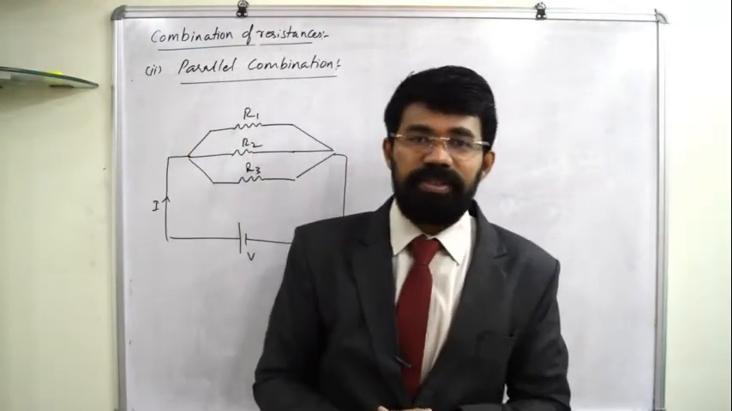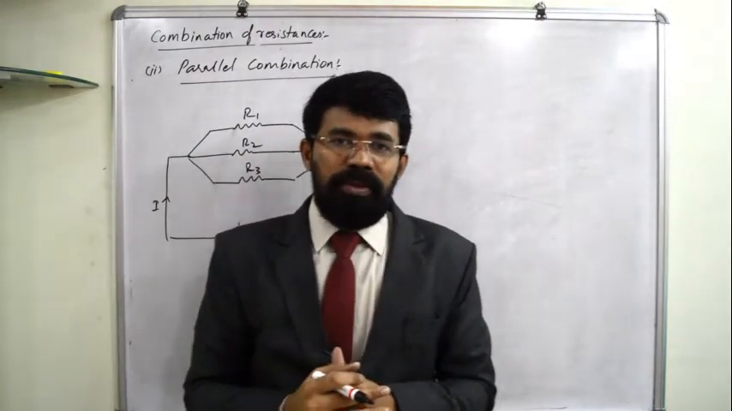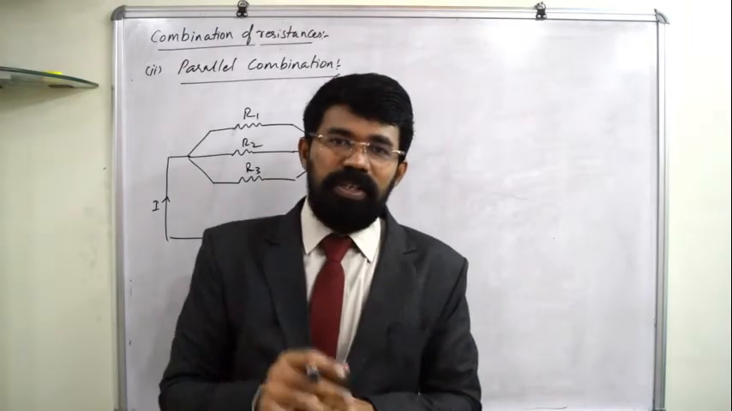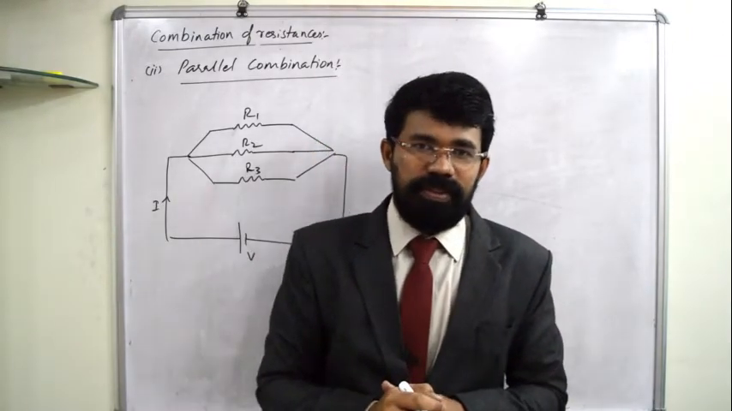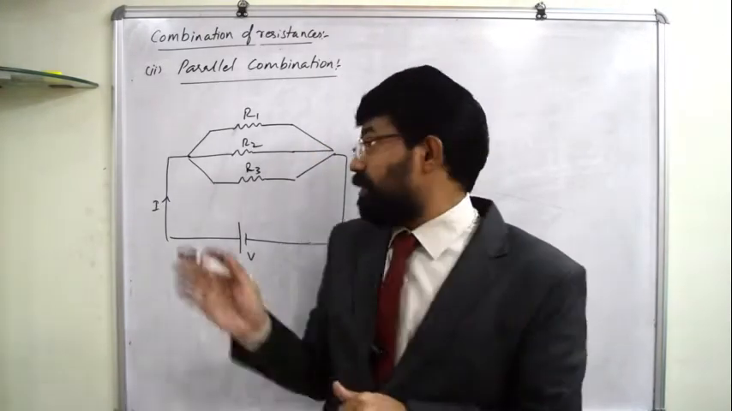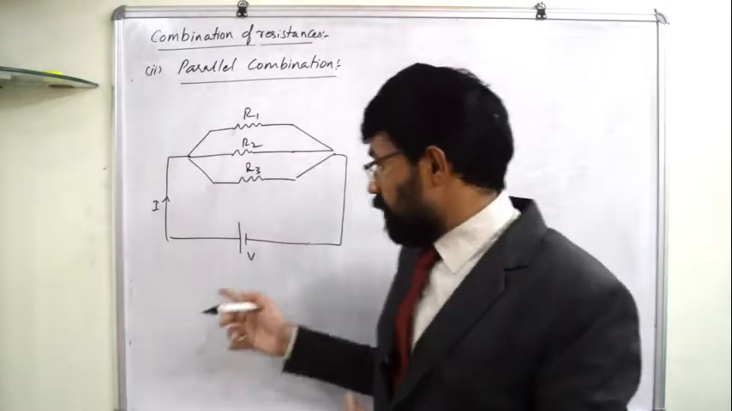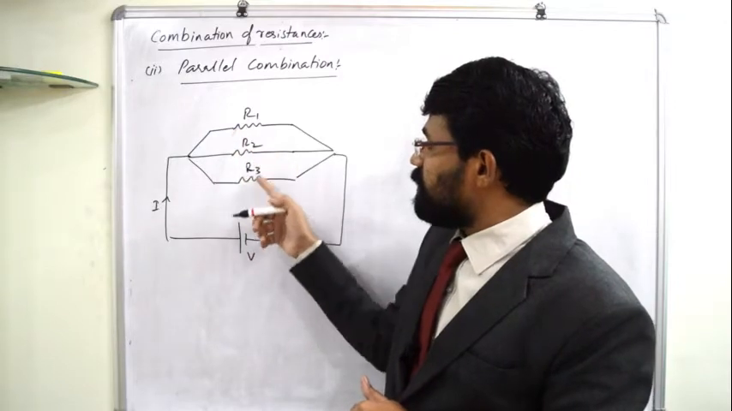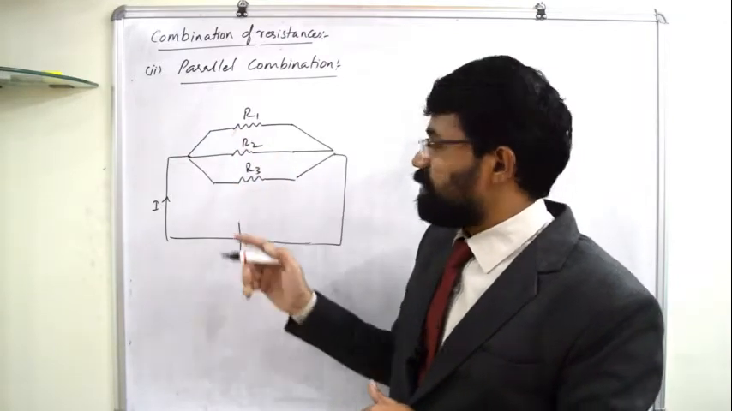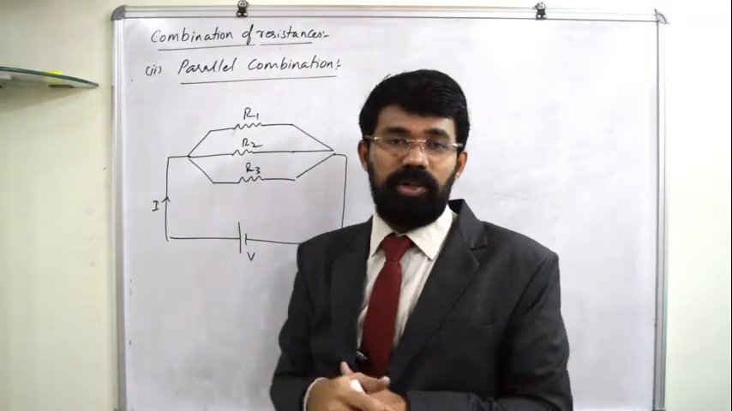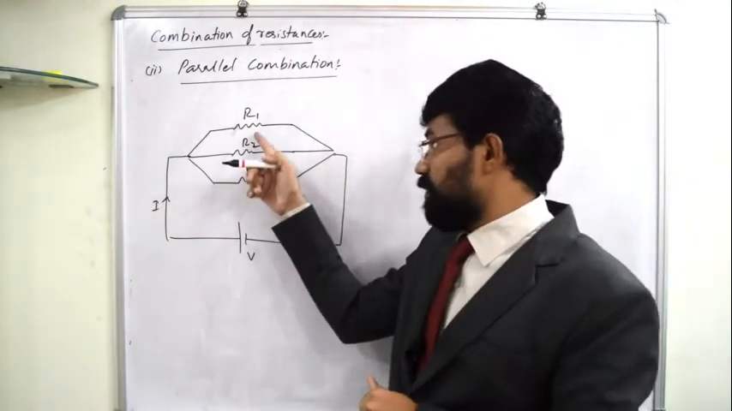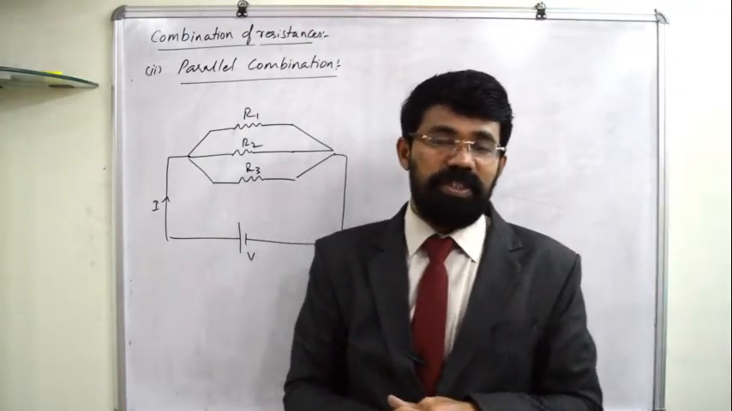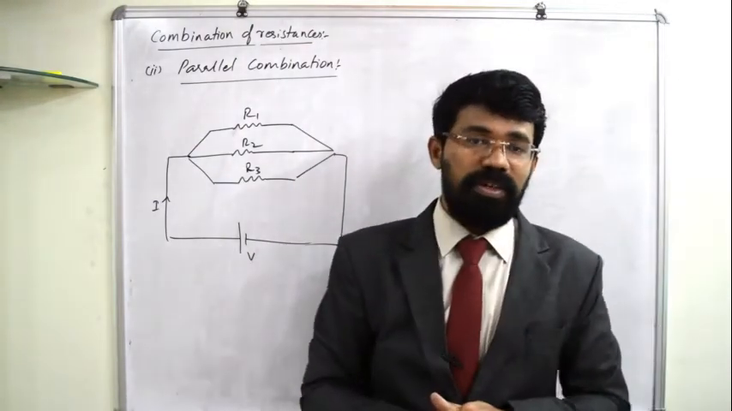What is a parallel combination? You say that the given resistances are in parallel combination when the same potential exists across all the individual resistors. Whatever potential you are supplying, if the same potential difference, the same potential drop, exists individually across this one, this one, and this one, then you can say that the combination is a parallel combination.